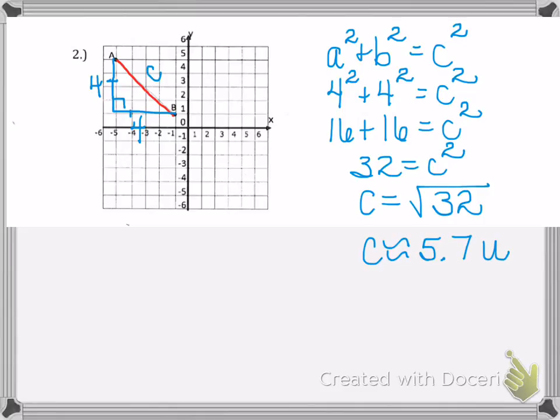By using the Pythagorean theorem, a squared plus b squared equals c squared, we have the lengths of legs of 4 and 4. Plugged in is 16 plus 16, which gives me a sum of 32. To undo the power of 2, I'm going to take the square root. And the square root of 32 is not an exact integer. It is about 5.7 units. And we can always use a lowercase u to stand for units.